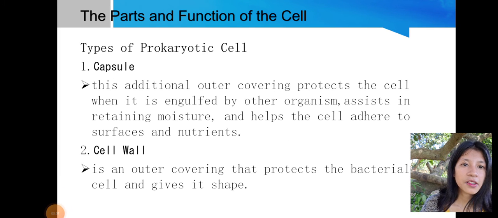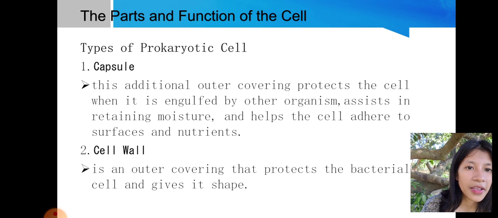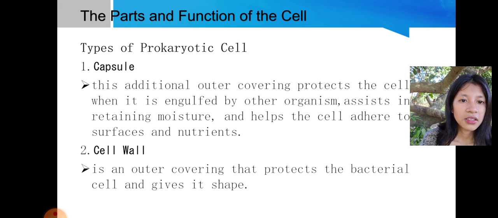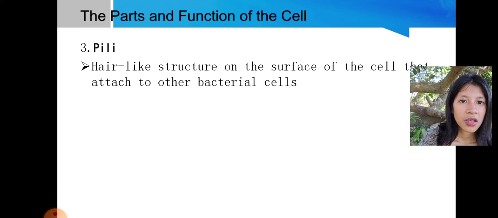Next, we have parts of prokaryotic cells. First is capsule. This additional outer covering of protein protects the cell when it is engulfed by other organisms, assists in retaining moisture, and helps the cell adhere to surfaces and nutrients. Second is cell wall. It's an outer covering that protects the bacterial cell and gives it shape. Lastly is pili, hair-like structures on the surface of the cells that attach to other bacterial cells.